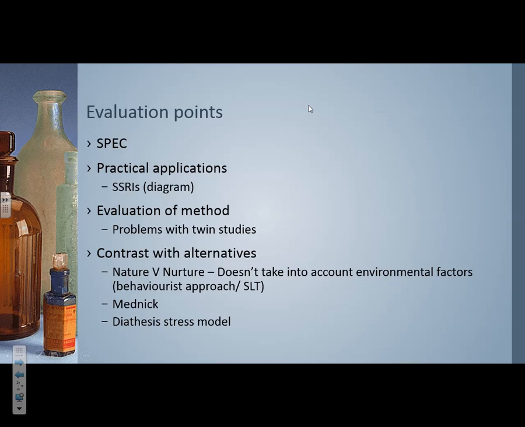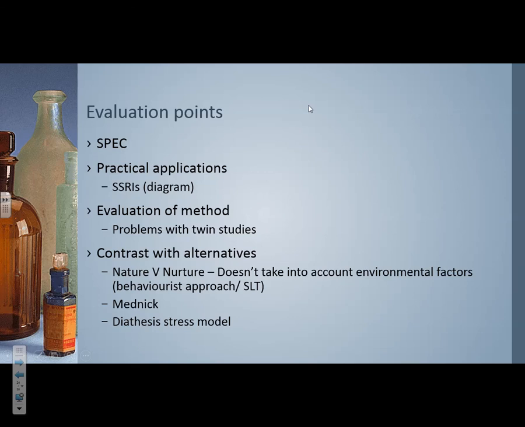Why is it a problem that the biological approach relies on research that is based on twin studies? What is the impact? And then the final one, so that evaluation of methods is a weakness. The next one is again a weakness, so the contrast to alternatives.